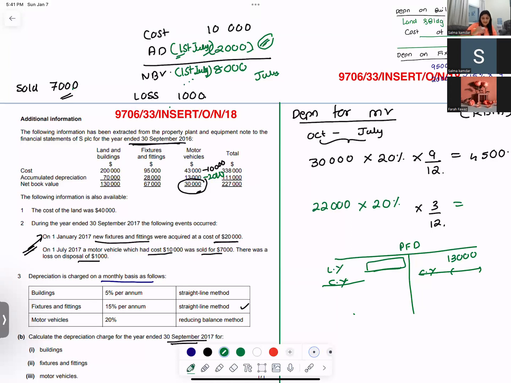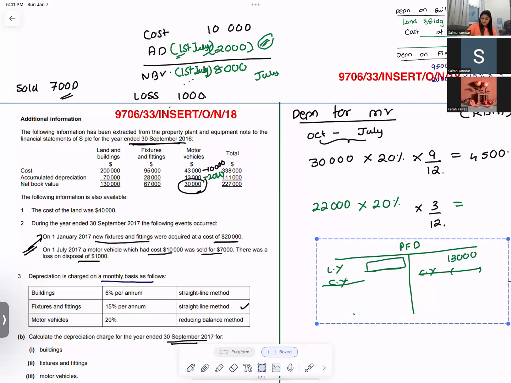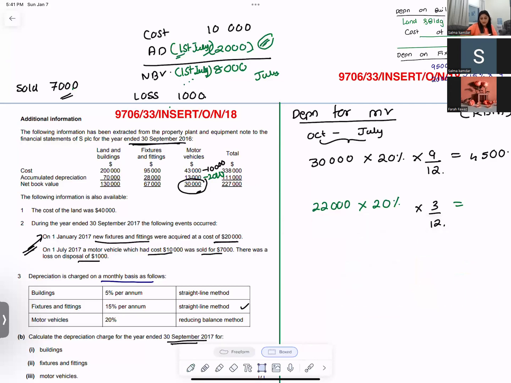But they have given us the information the other way around. That is why we are doing it the other way around. So from the total accumulated depreciation, I am removing full depreciation of the asset that is disposed of. So I will get accumulated depreciation of remaining assets. I am finding the charge of the year. Understood?